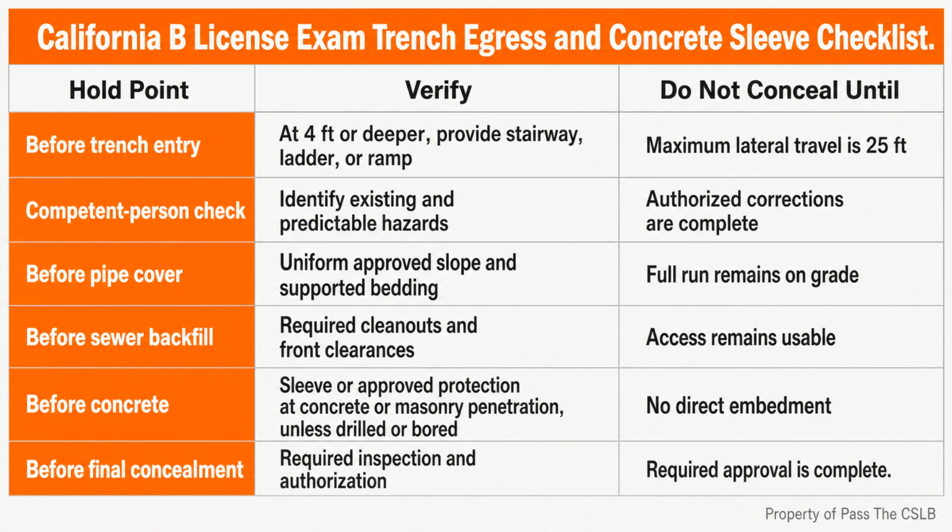The final field question is not whether the underground work looks close enough. It is whether the visible installation preserves gravity flow, future access, physical protection, and safe entry before the work is concealed. That is a testable coordination concept based on the published CSLB study outline, and it stays squarely within the general building supervision role.